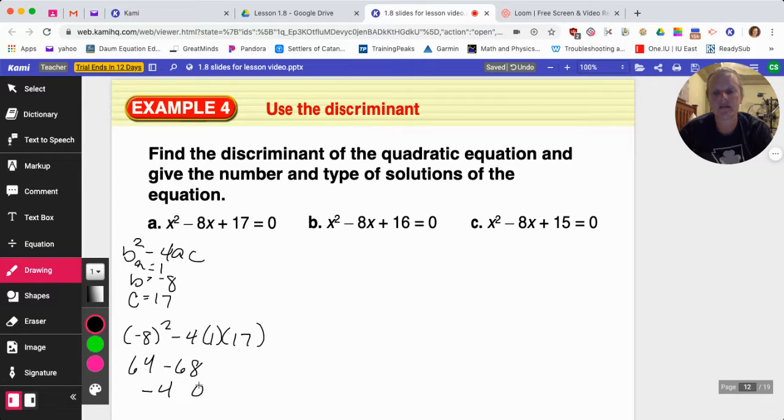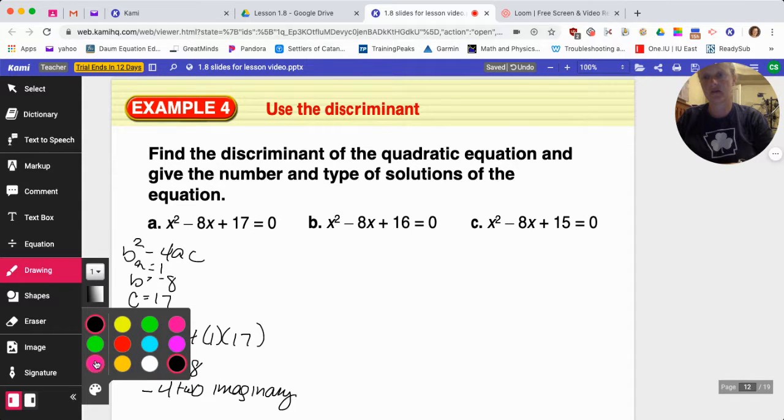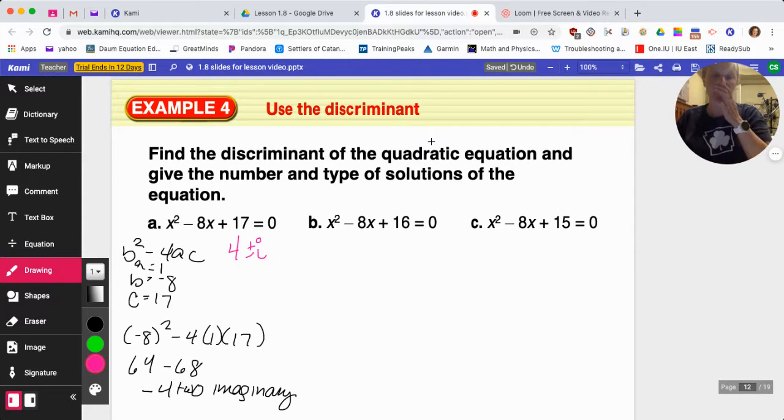So we're going to have 2 imaginary solutions to that one, because I have a negative answer. I guess the imaginary answers are 4 plus or minus i. Find the discriminant and give the number and type of solutions. So 2 imaginary answers are all you need. You don't have to actually come up with the answers.